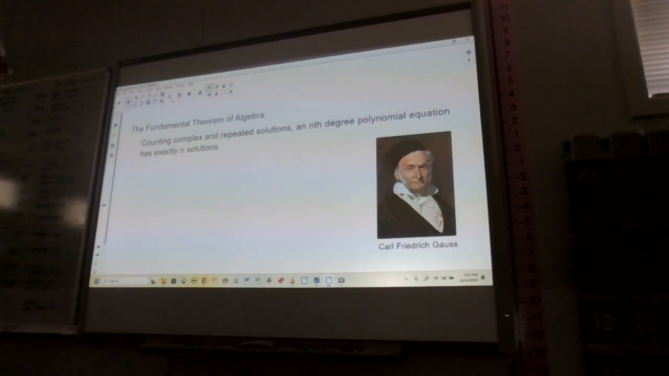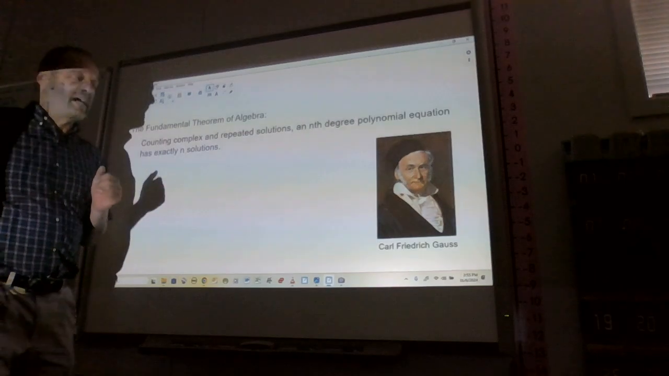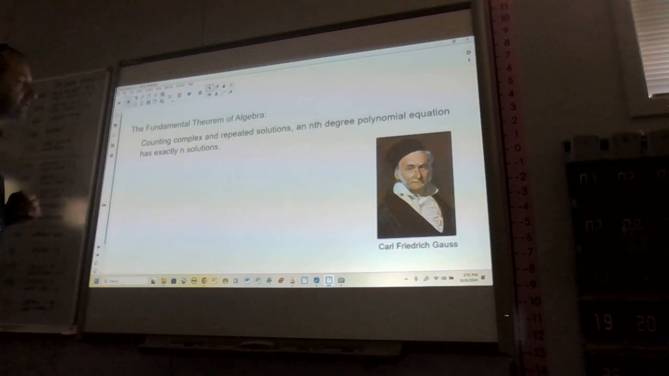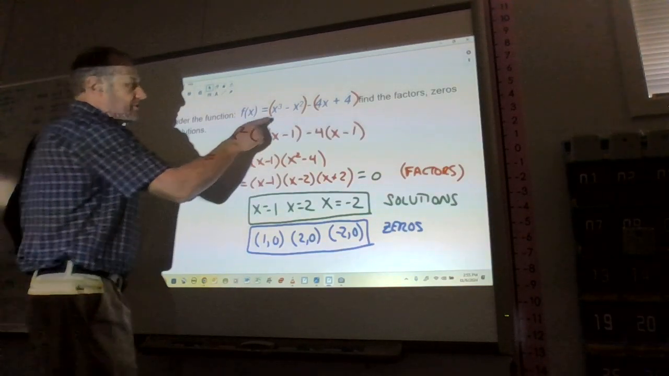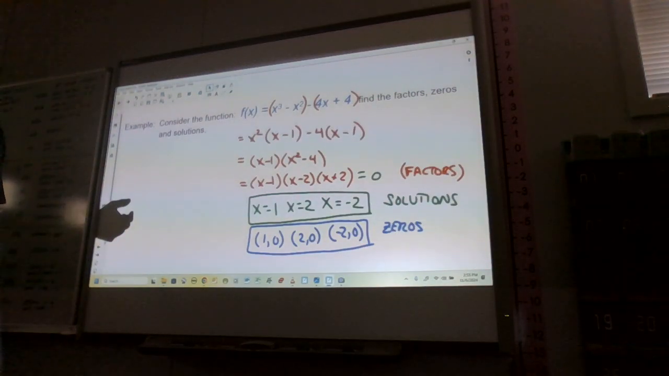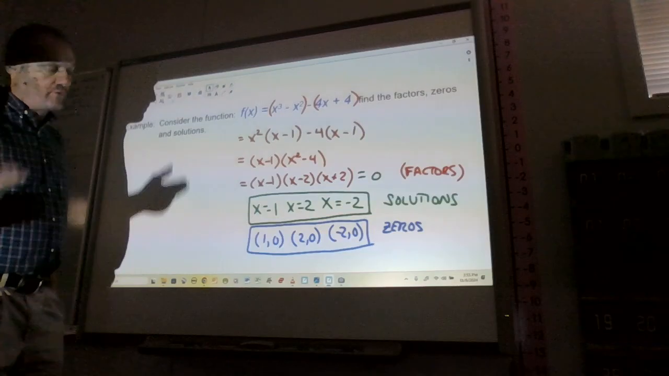They're not always easy. Now, this leads us to the fundamental theorem of algebra, which was created by maybe the greatest mathematician of all time, certainly of his time, Carl Friedrich Gauss. Okay? It says, counting complex and repeated solutions, an nth degree polynomial equation has exactly n solutions. So when I look here, this is 3rd degree. That means it has to have 3 solutions. Sometimes it's not obvious what they are, but it must have 3. They can be integers, they can be rational, they can be real, or they can be complex.